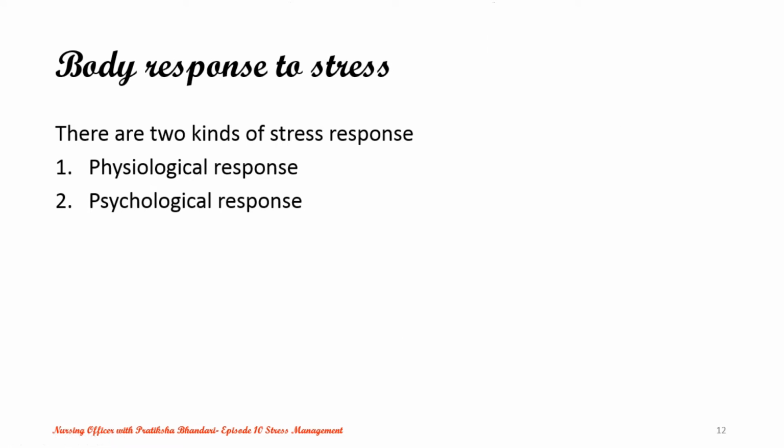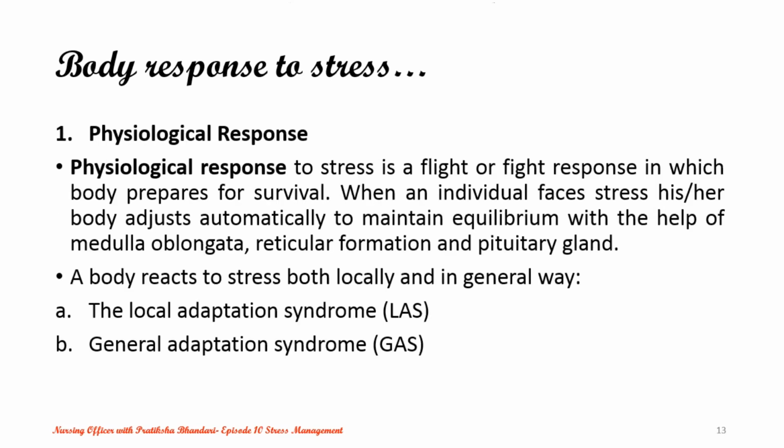When there is some stress, through some stressors, there are physiological or psychological responses by the body. And for physiological response, our body responds through the flight or fight response. So the body prepares for survival and maintains equilibrium through automatic adjustment with the help of medulla oblongata, reticular formation and pituitary gland.